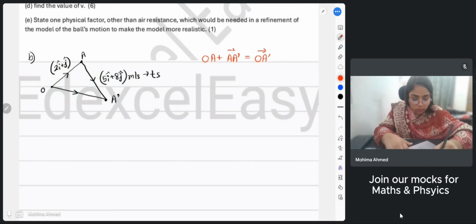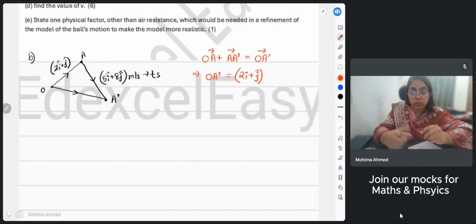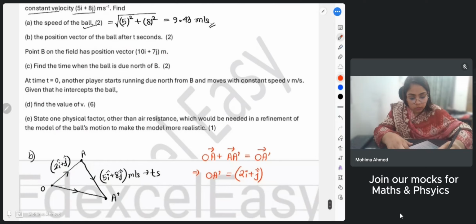Right, so we're going to write OA prime is equal to OA, which was already 2i plus j, right? And for A to A prime, we can find the distance by multiplying the velocity by the time. If you remember this equation, v equals d over t, we just have to make d the subject, which is d equals vt.